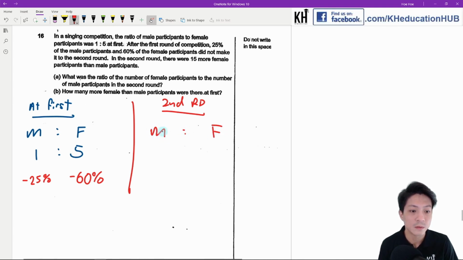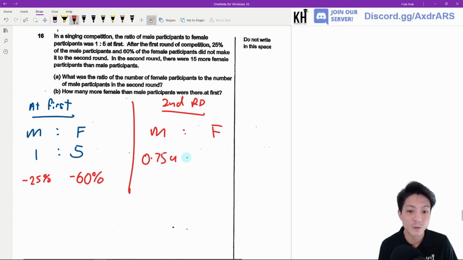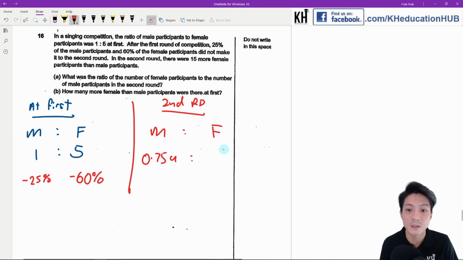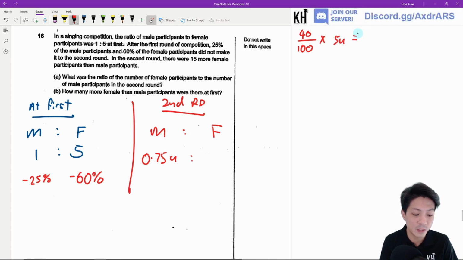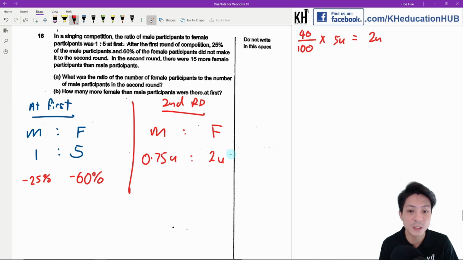Male is to female. Okay, so 75% of 1 unit will be 0.75 units. Okay, for the female, I need to find what is 40% of 5 units. Okay, if you are not sure what to do, the working will be like this: 40% of 5 units. It's basically 2 units. Okay, so the female that's left will be 2 units. Okay, the 1 unit is from here and the 5 units from here.